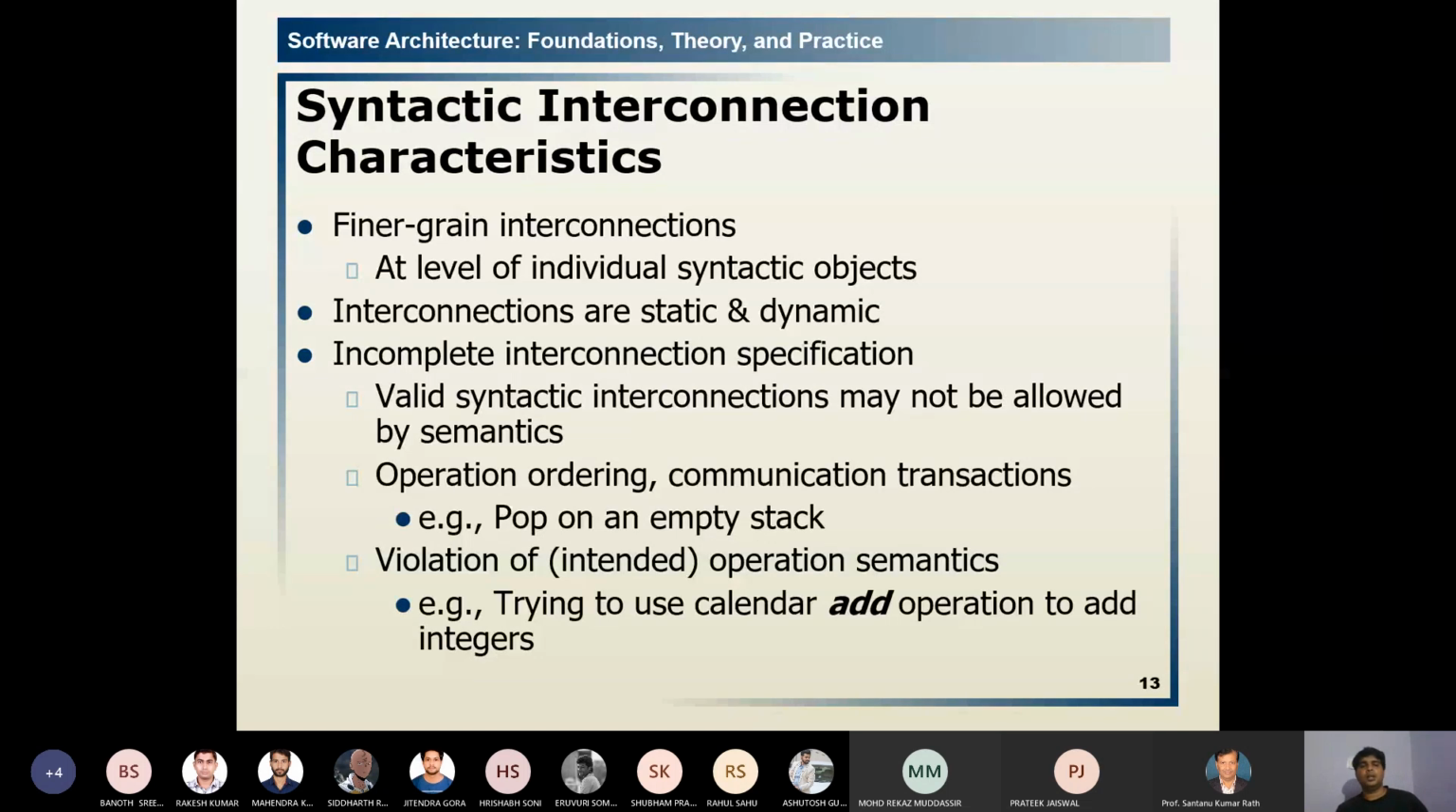Then the next one, semantic interconnections. It expresses how system components are meant to be used.